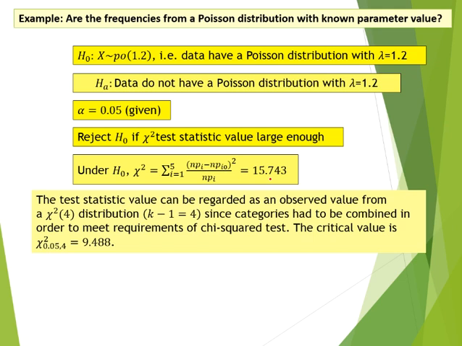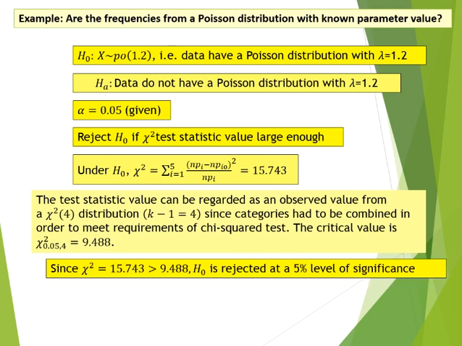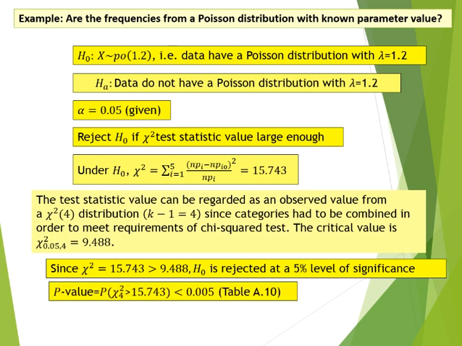Therefore, we always complete the table first before we do the steps of the actual hypothesis test. So the critical value is 9.488 because we have only 5 categories, but 15.743 is larger than that critical value, so the null hypothesis is rejected. This is also confirmed by looking at the p-value.